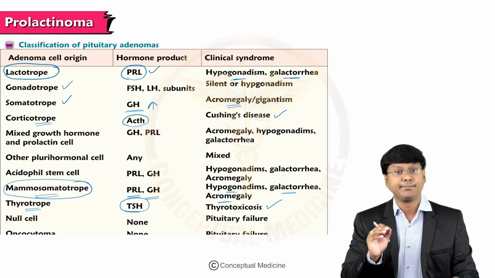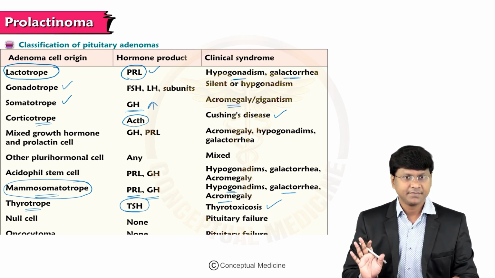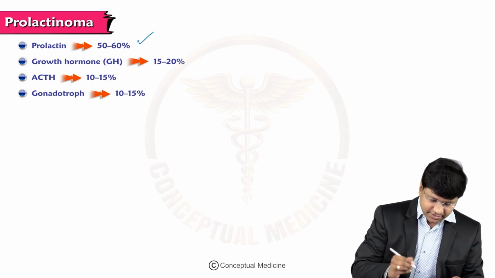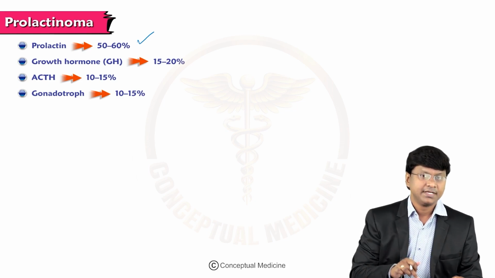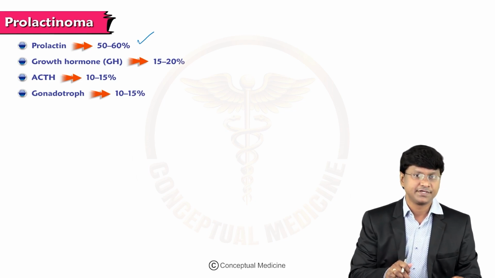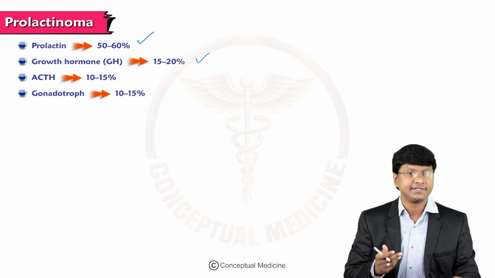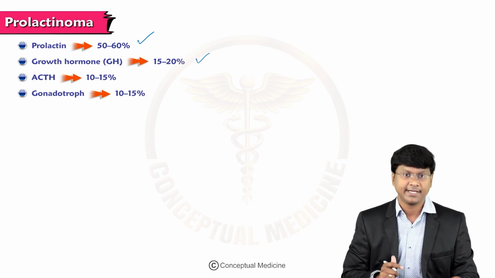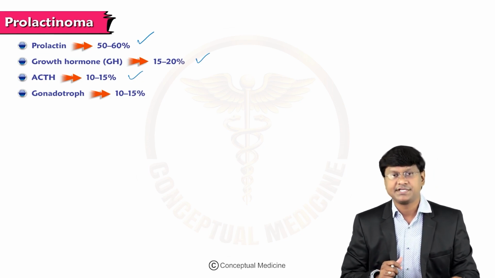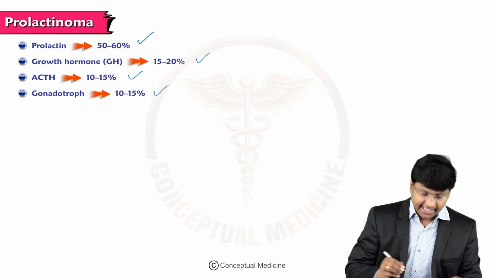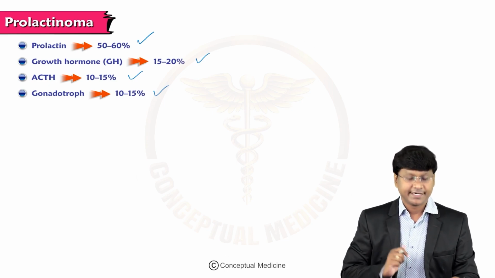So prolactinoma is the most common type of secretory pituitary adenoma. If you see this, the most common tumor originating from the pituitary gland is your prolactinoma. It will be seen in almost 50 to 60% of cases. And the next most common is your somatotroph type of pituitary adenoma, where there is excessive production of growth hormone resulting in acromegaly. And the next one is corticotrophinoma, where there is excessive production of ACTH resulting in Cushing's. And the other common type of pituitary adenoma is the gonadotroph type.